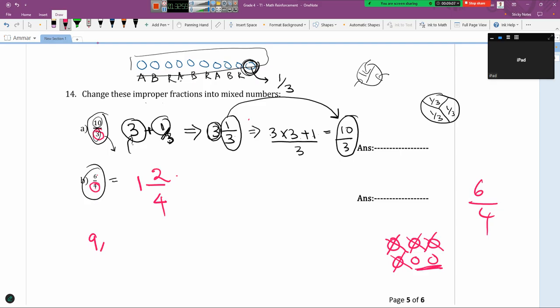Okay. So 9 divided by 2. Can you convert this improper fraction to a mixed number? Okay.